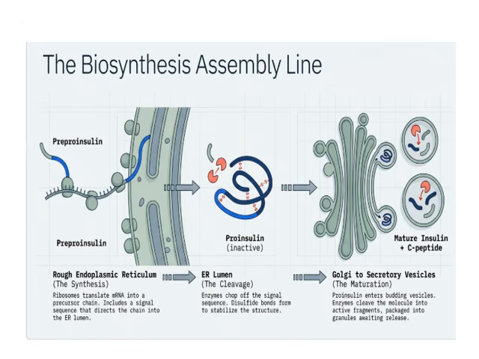This is the mature natural insulin, and proinsulin enters the budding vesicles. Enzymes cleave the molecule into active fragments, packed into the granules, awaiting release. Okay, so this is the mature insulin, and here you can see the A chain and B chain, and the C peptide is also there. All right.